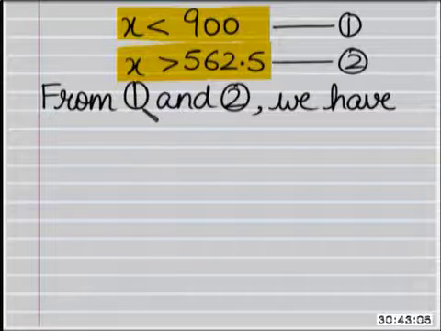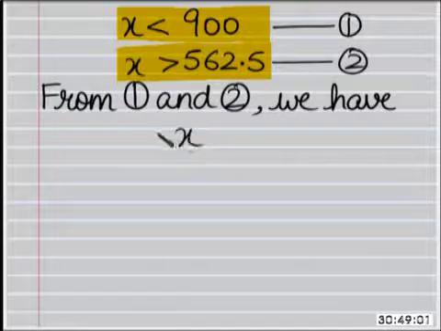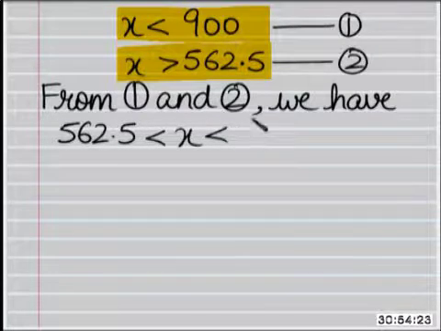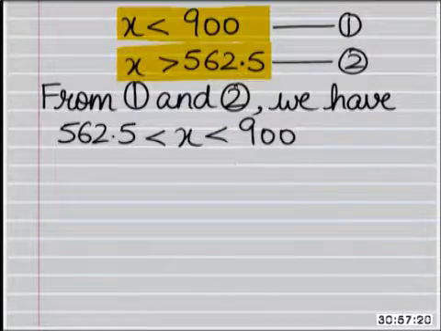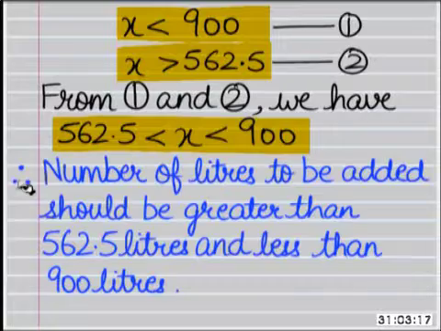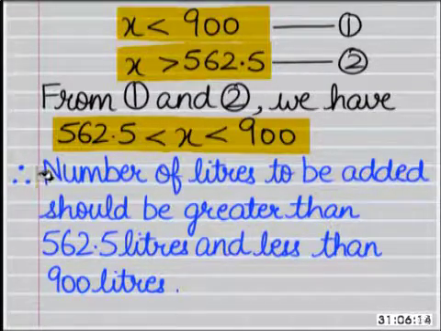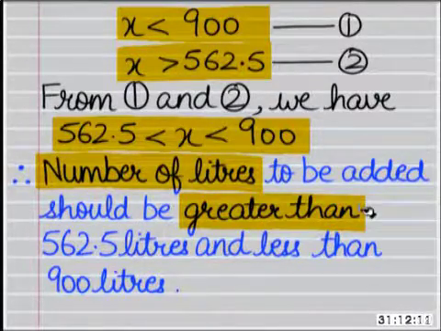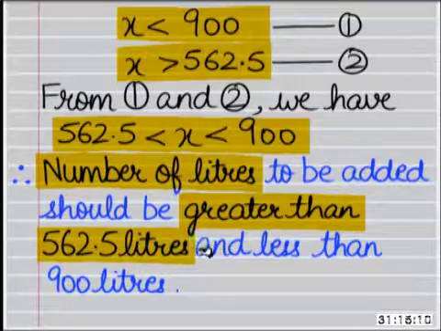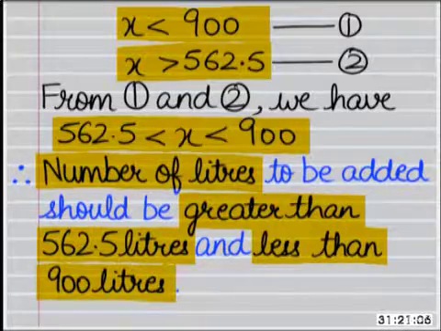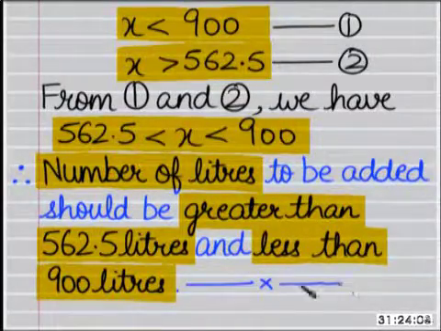Now, from equation number 1 and equation number 2, we have x is greater than 562.5 and less than 900. Therefore, number of liters to be added should be greater than 562.5 liters and less than 900 liters, which is the required solution.